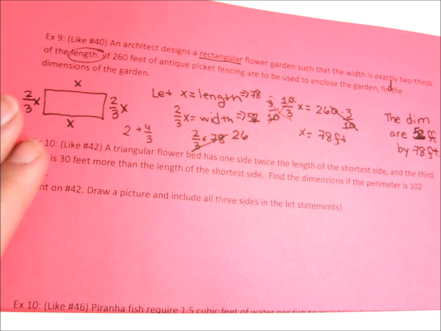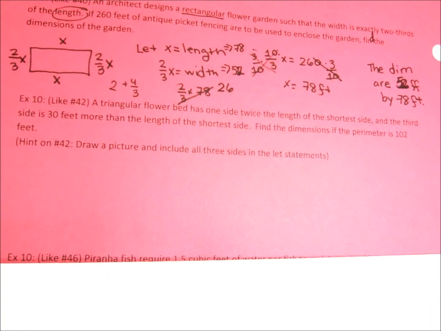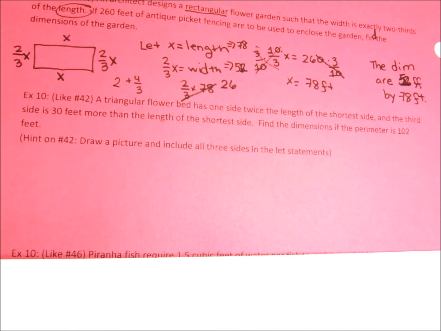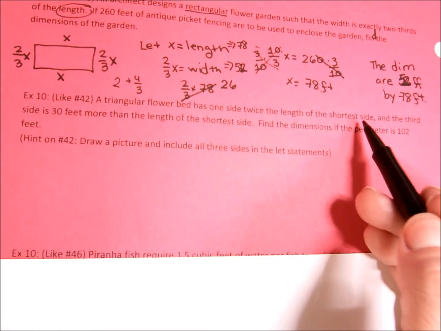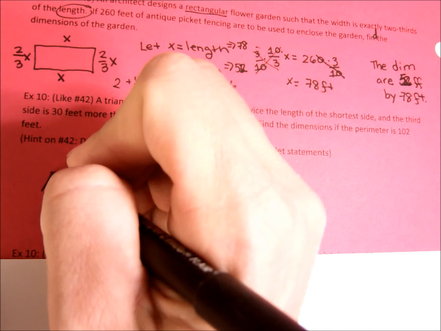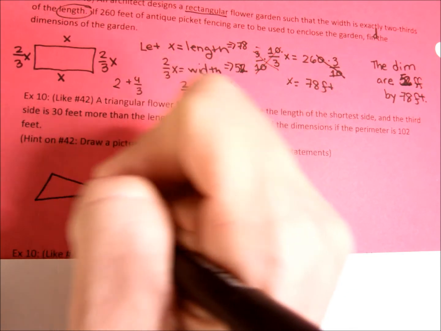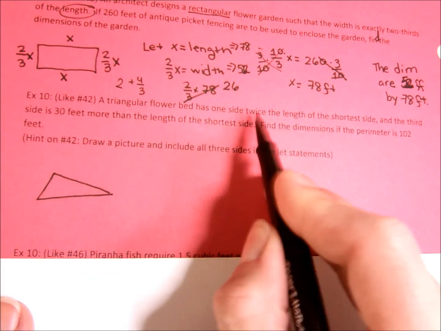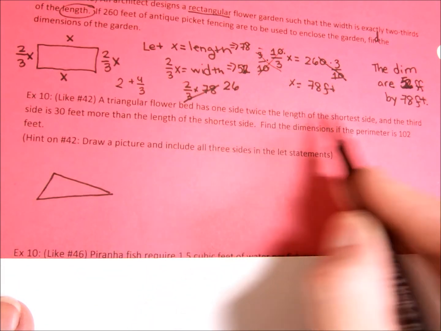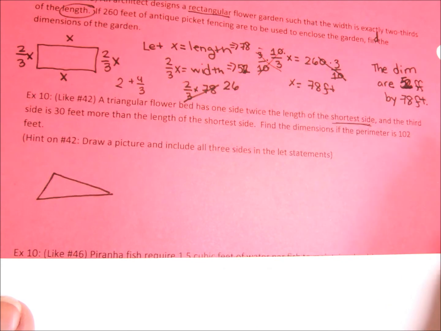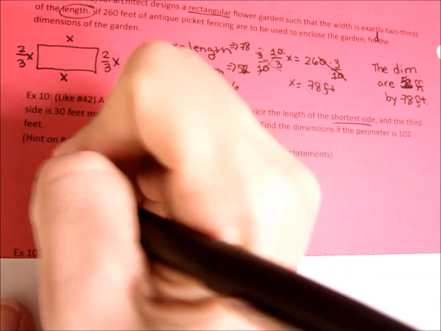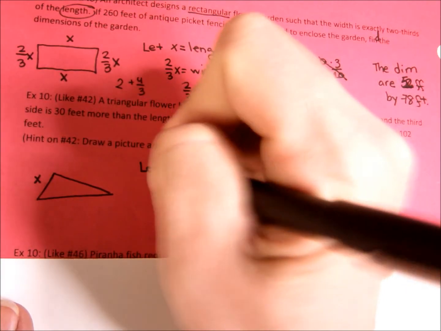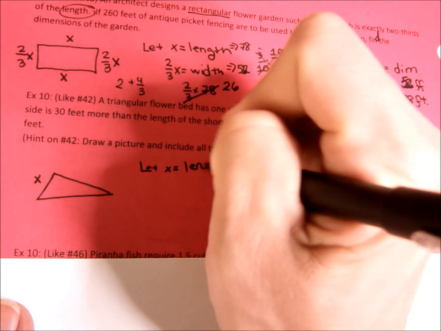Okay, number 10. Triangular flower bed. What am I going to draw? A triangle. I don't know what it'll look like, but it does say shortest side, third shortest side, so I'm going to kind of make a cattywampus triangle here. Okay. One side is twice the length of the shortest side. Which one gets the variable? So I'm going to pop a variable in there. Let x equal length of short side.